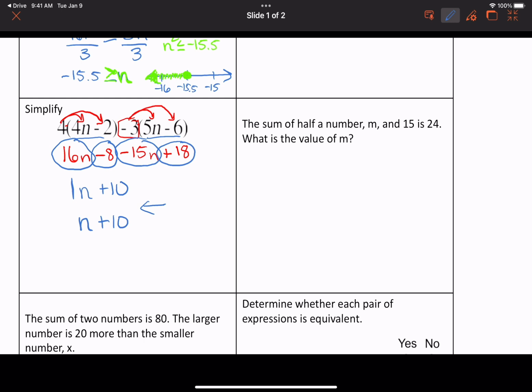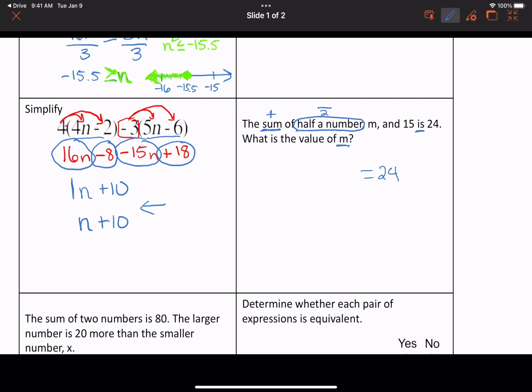Next problem, the sum of half of a number m and 15 is 24. Right away I can tell that this is not an inequality because it's saying the answer is 24. The variable we're using is m. I see that I have to find the sum, which I know is addition, and then I have to find also a half of a number, right? Well, half a number would be something divided by 2, right? So let's go through this.